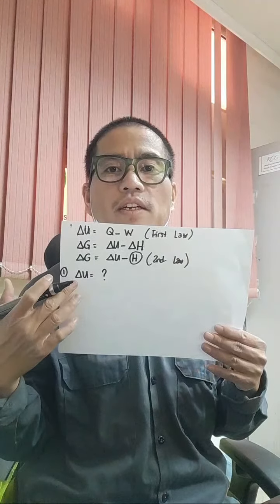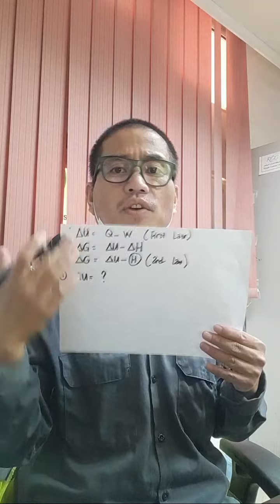In problem number 1, we have to find the change in internal energy, delta U. This is what is required in problem number 1. So we can use this equation, the first law of thermodynamics.